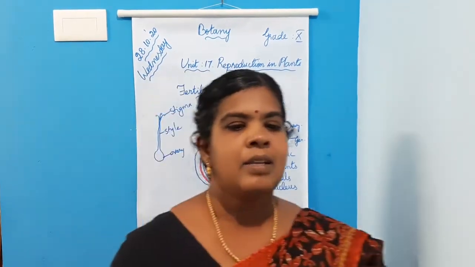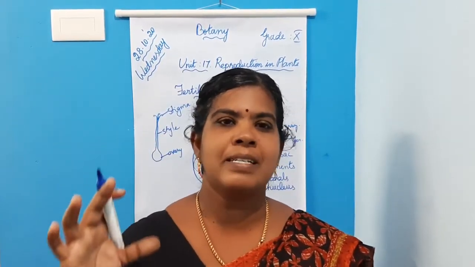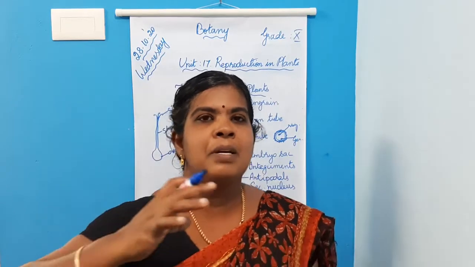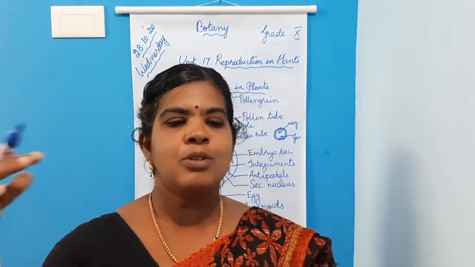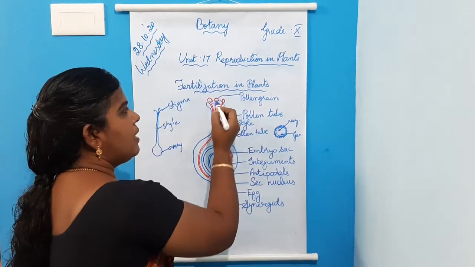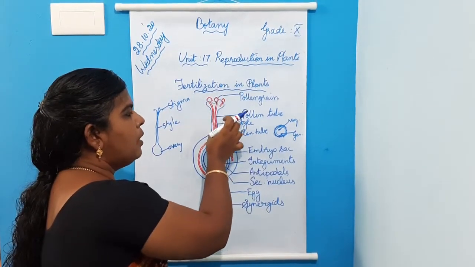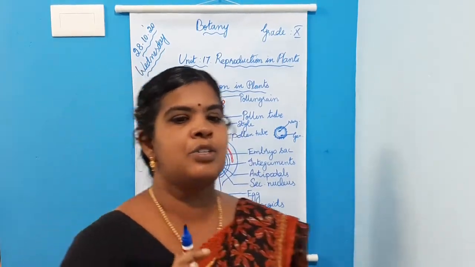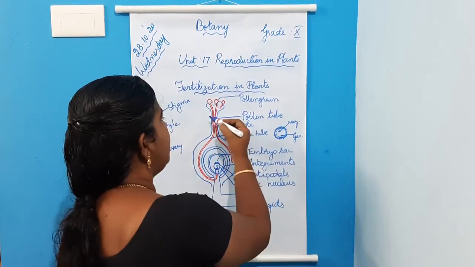The pollen grain forms a small tube-like structure, that is called the pollen tube, which emerges through the germ pore. The exine is provided with a small pore called the germ pore, isn't it? The pollen tube emerges through the germ pore. Now the pollen grain contains the nucleus, and the contents of the pollen grain move into the pollen tube. This pollen tube grows through the tissues of the style.